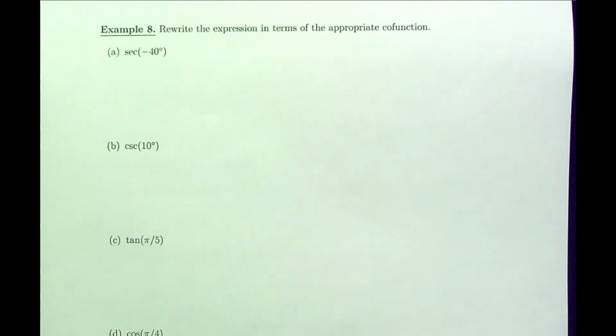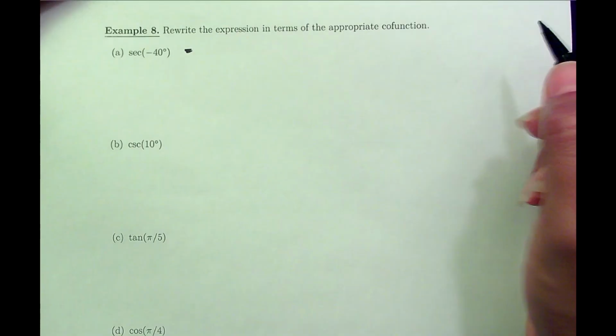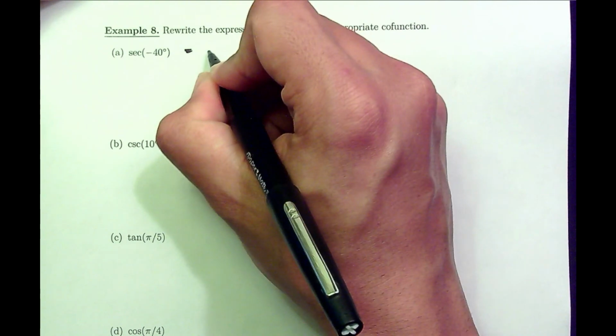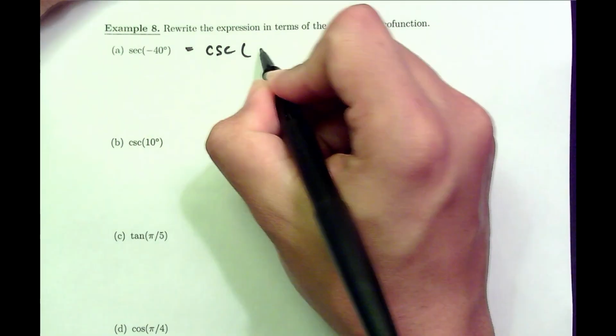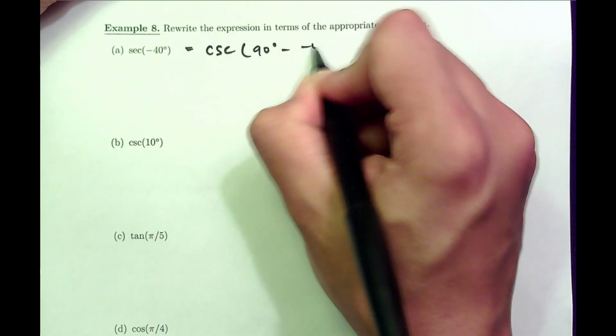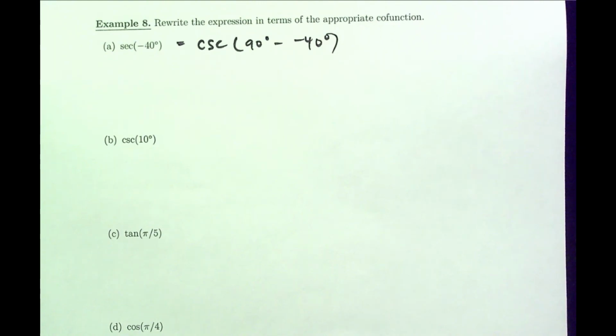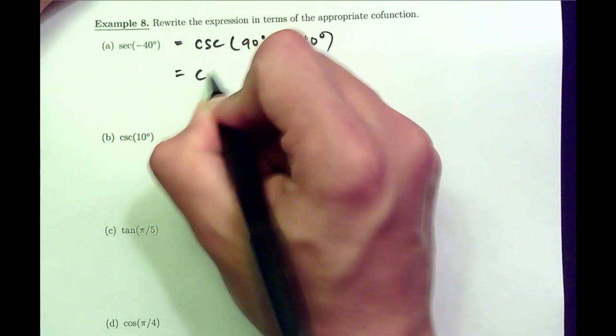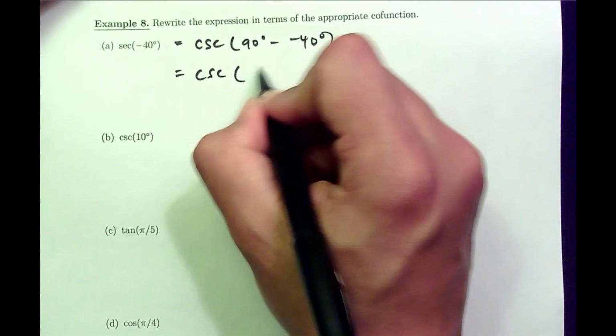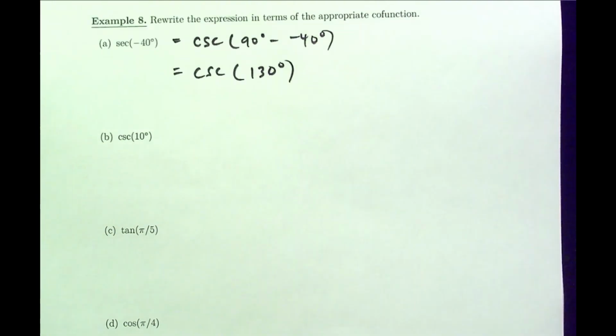So this one says secant of negative 40. Well, the cofunction of the secant is the cosecant. So this is going to be the cosecant. And I can pass to the cosecant provided that I pass to the complementary angle. This is in degrees, so this is 90 minus negative 40. And then we simplify this. This is the cosecant of 130. Right, so secant of negative 40 degrees is the same as the cosecant of 130.